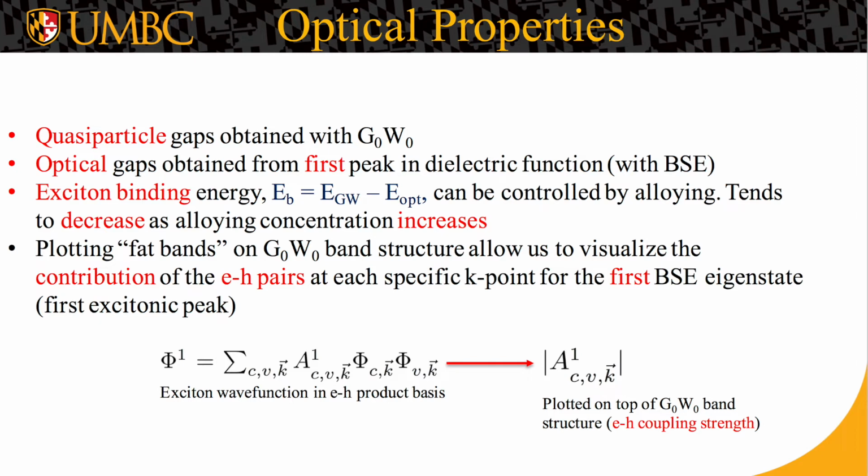We also plotted the electron-hole coupling strength at each specific k-point for the first BSE eigenstate. This quantity is referred to as the fat band structure.